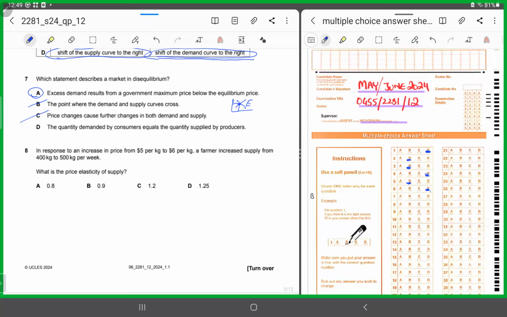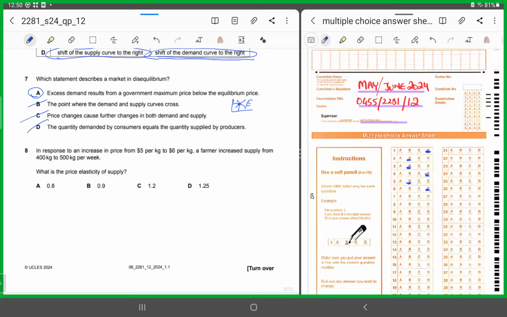D says the quantity demanded by the consumers equals the quantity supplied by the producer. This means what? Again, we are in a situation of equilibrium. So you will chop D because here we want a situation of disequilibrium. So you chop D off. Now, by elimination, we've chopped B, C, D. Now let's look at A again. Why? By logic. A says excess demand results from a government maximum price below the equilibrium price.